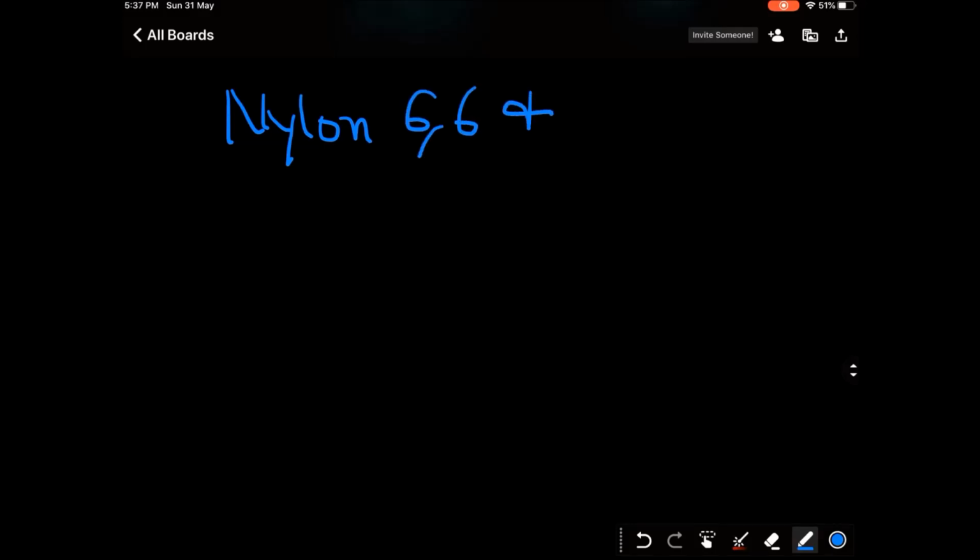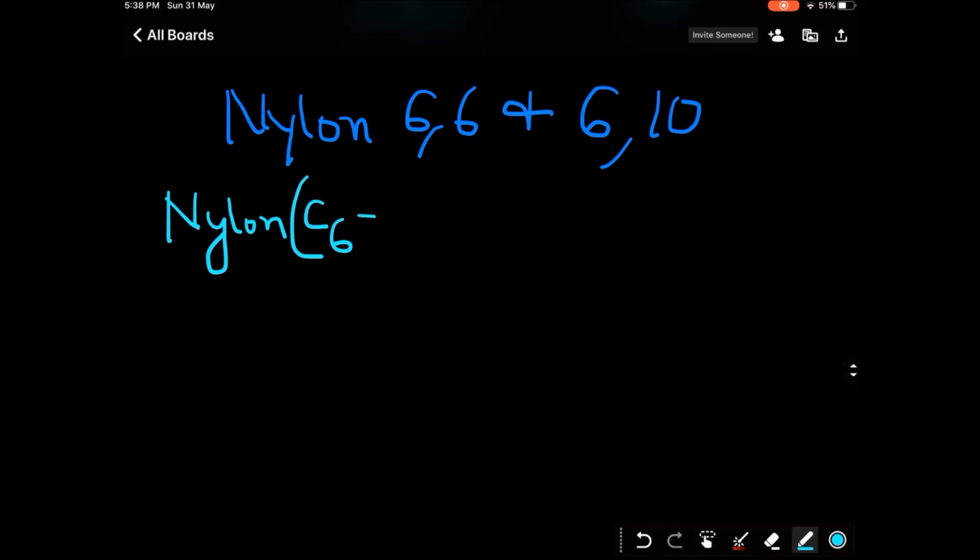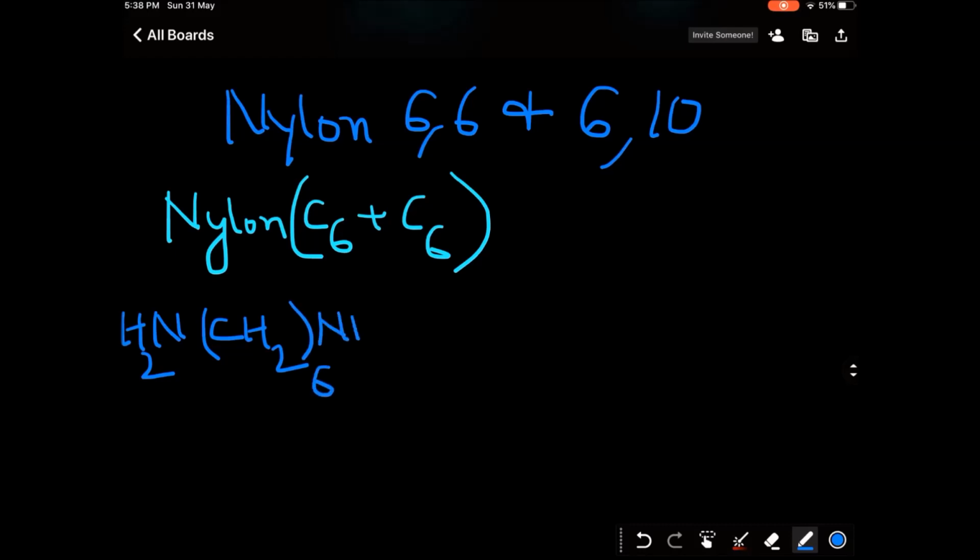Next is nylon 6,6 and nylon 6,10. First we will discuss nylon 6,6. What are the monomers? The 6 means there are 6 carbons in both the monomer units. So that is why the name nylon 6,6. So the monomers in this are, look at, we write NH2, CH2 6 times, NH2. So there are 6 carbons in this.